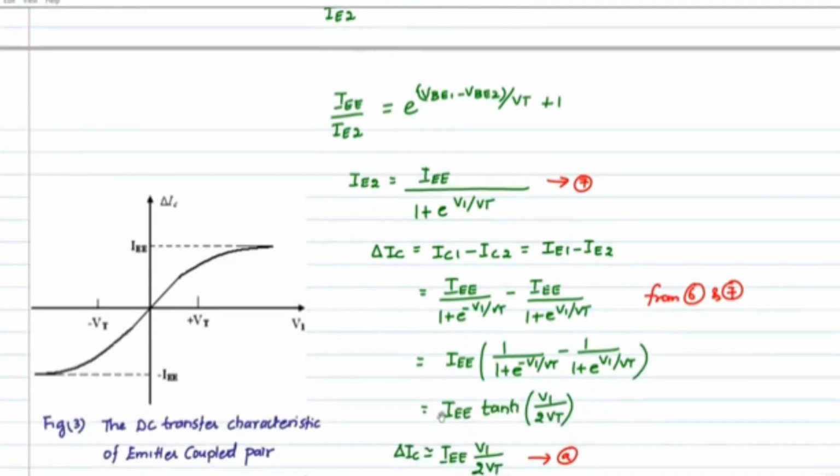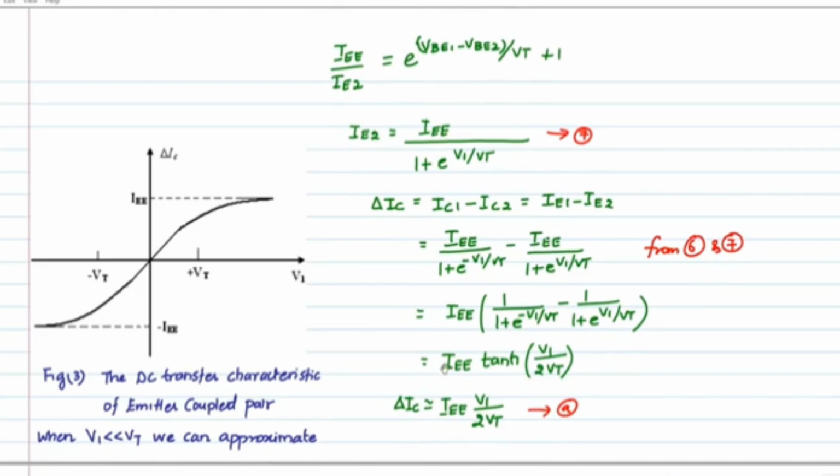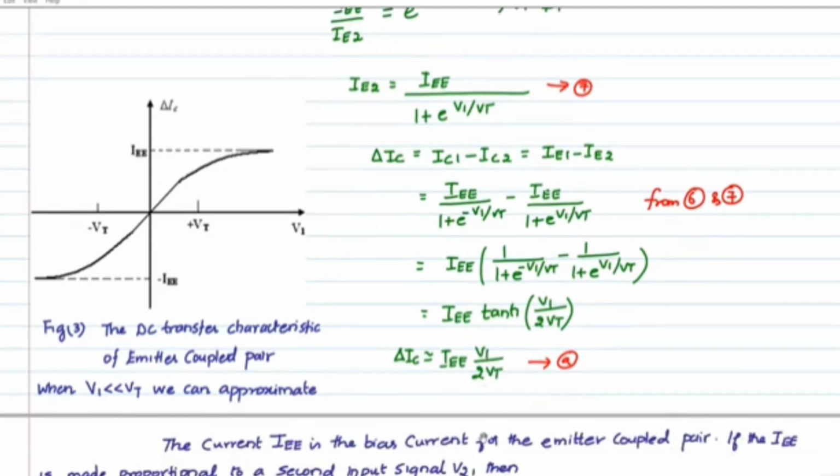So I can write this one as IE2 is equal to IE divided by 1 plus e power V1 divided by Vt. So instead of e power minus V1 divided by Vt, I am getting e power V1 divided by Vt. And you know that del IC is equal to IC1 minus IC2, that is equal to IE1 minus IE2. So I am going to substitute that 6th and 7th equation. So del IC is equal to IE divided by 1 plus e power minus V1 divided by Vt minus IE divided by 1 plus e power V1 by Vt.